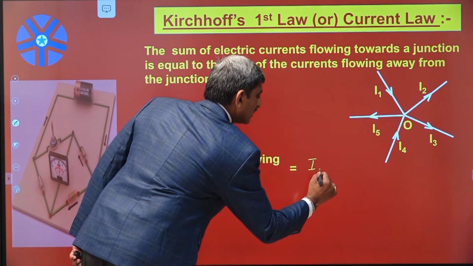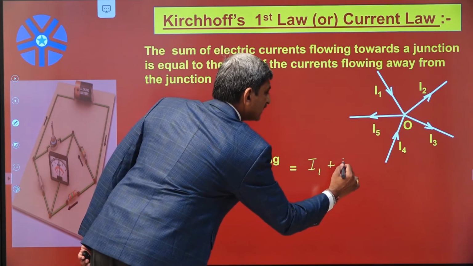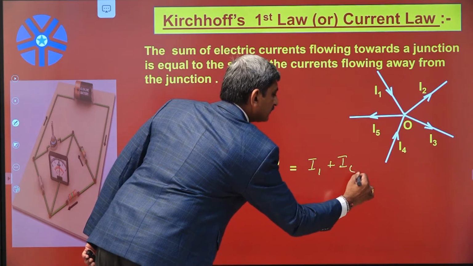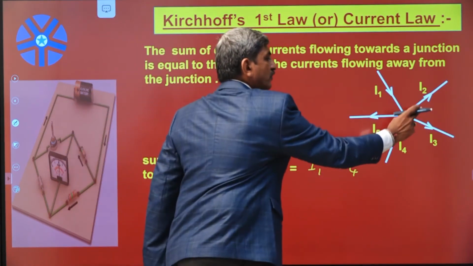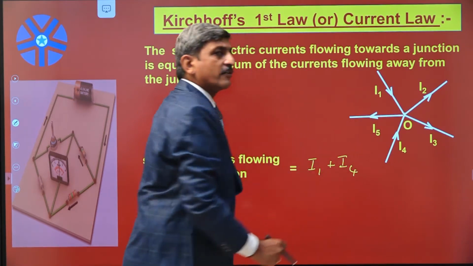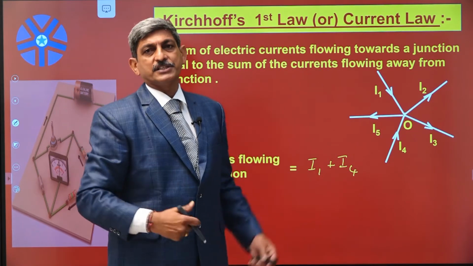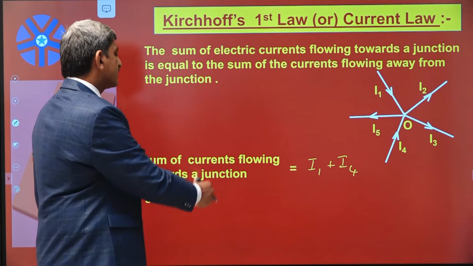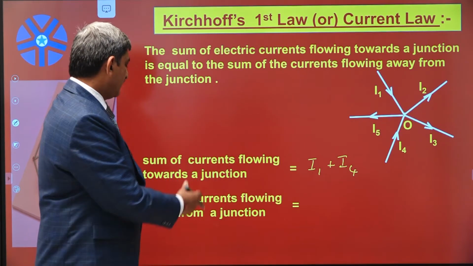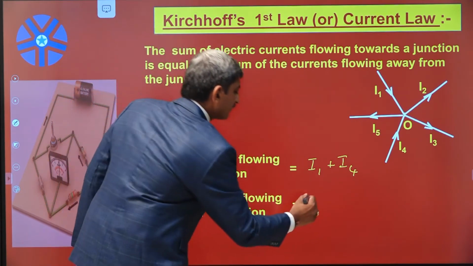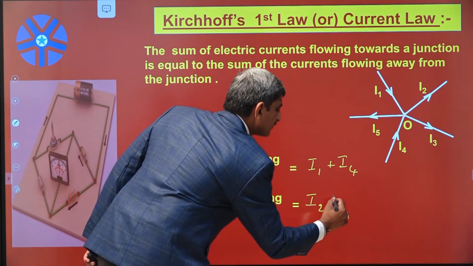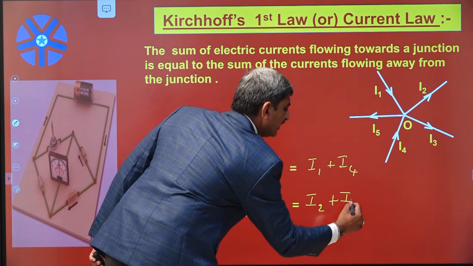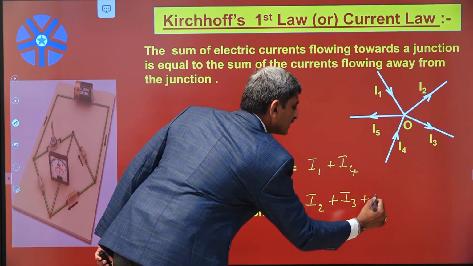I1 plus I4. Here, I2, I3 and I5 are flowing away from the junction. So the sum of the currents flowing away from the junction is given by I2 plus I3 plus I5.